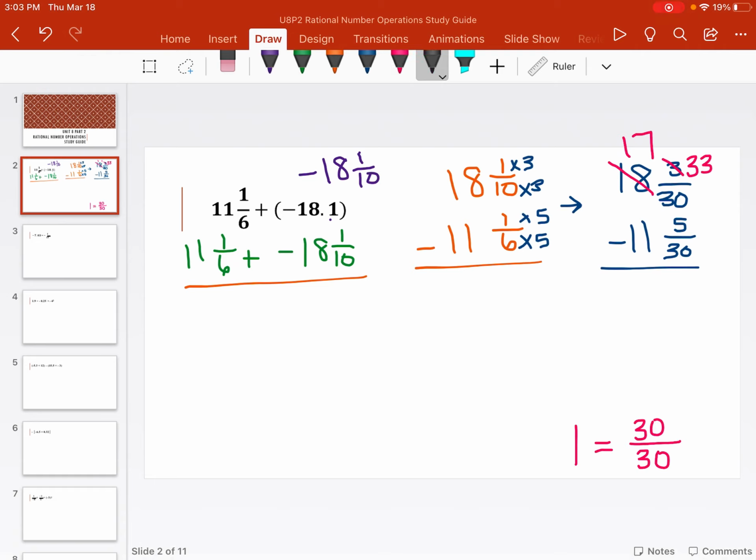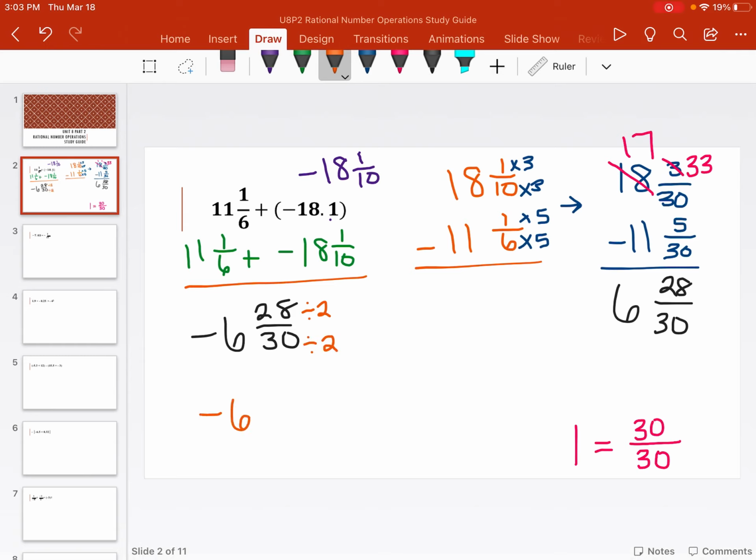Now I can subtract. So 33 minus 5 is 28/30ths. 17 minus 11 is 6. So I have 6 and 28/30ths. It is negative because the larger number was the negative, so negative 6 and 28/30ths, which I can simplify. 28 and 30 are both divisible by 2, so that becomes negative 6 and 14/15ths, which is my final answer.